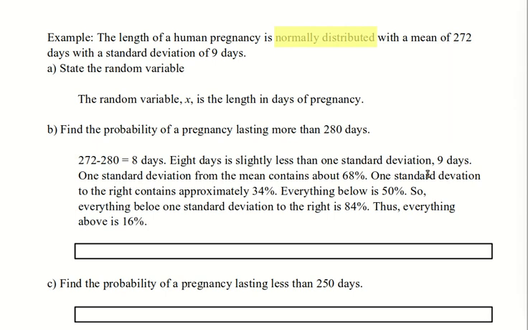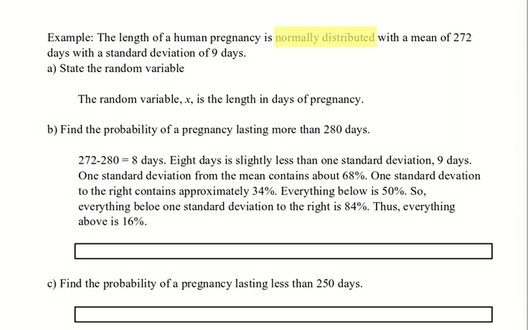272 is our mean. 280 is 8 days away from the mean. 8 days is slightly less than 1 standard deviation. Remember, standard deviation is 9 days. 1 standard deviation from the mean contains about 68% of the data. 1 standard deviation to the right contains 34% of the data. Everything below the mean is 50% of the data. So everything below 1 standard deviation to the right is 84% of the data. Thus everything above should be about 16%. So you can kind of calculate through using the empirical rules.